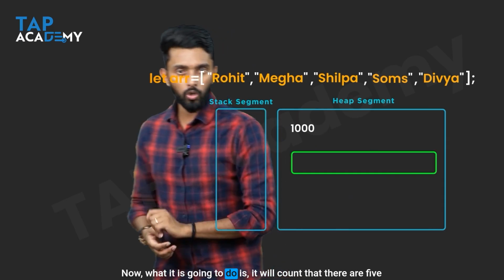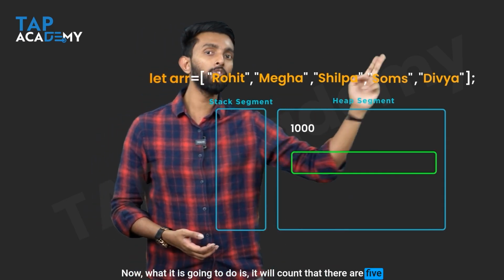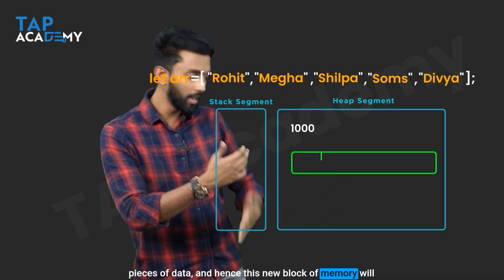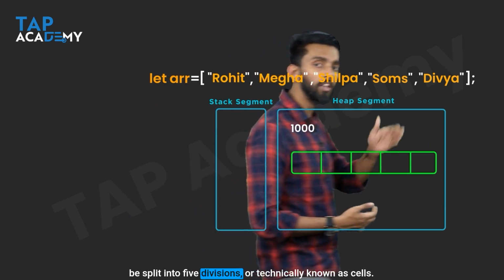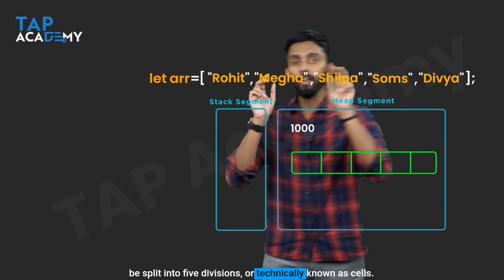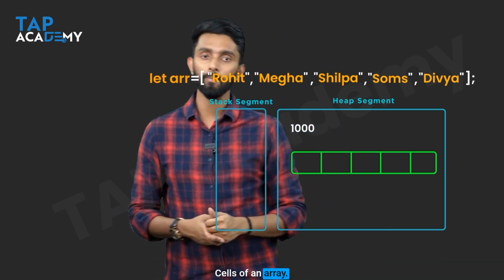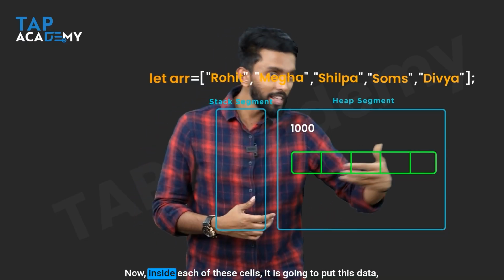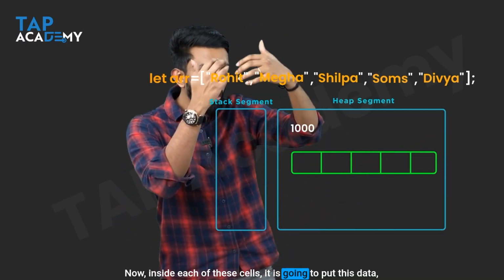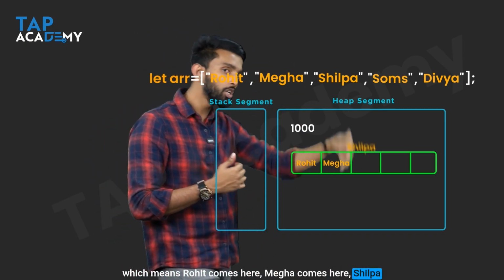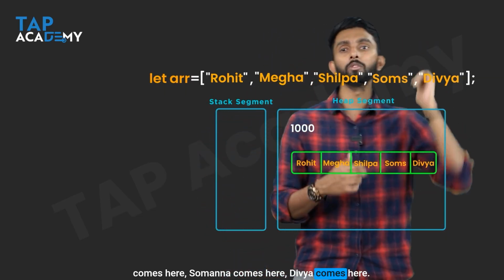Now what it is going to do is, it will count that there are 5 pieces of data, and hence this new block of memory will be split into 5 divisions, or technically known as cells. What do we call it as? Cells. Cells of an array. Alright? Now inside each of these cells, it is going to put this data, which means Rohit comes here, Megha comes here, Shilpa comes here, Somana comes here, Divya comes here.